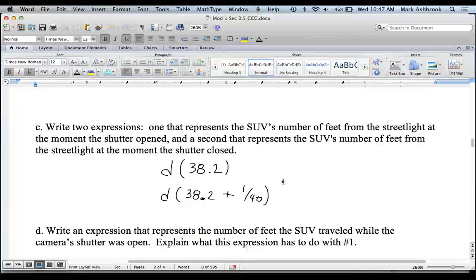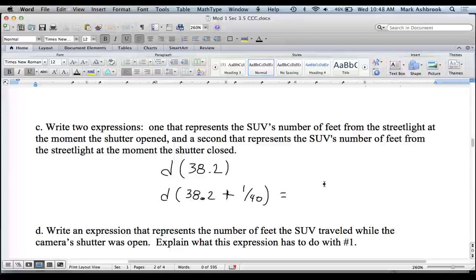Now an expression that represents the number of feet the SUV traveled while the shutter was open. So how can we get the number of feet it traveled while the shutter was open? Yes, sir? I had a question. Because it was stated back at the top of the problem that x was represented in 38.2. Are we allowed to use x for that instead?